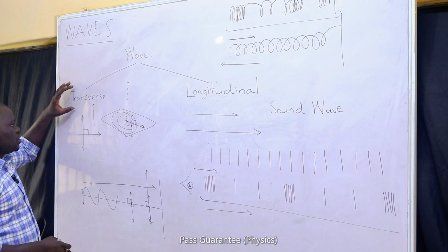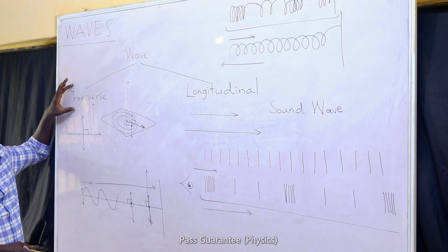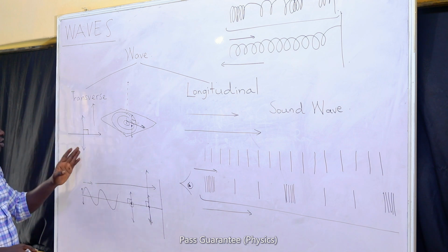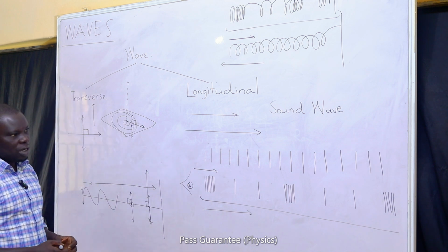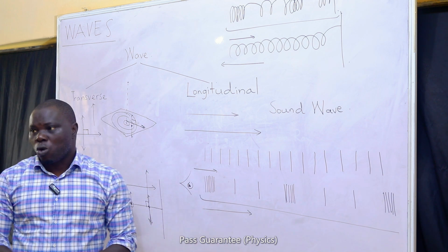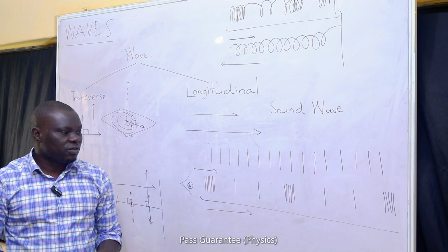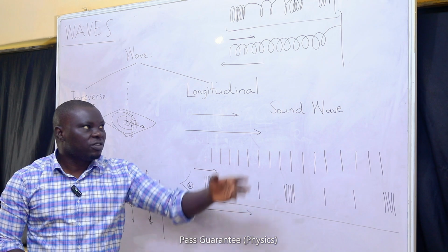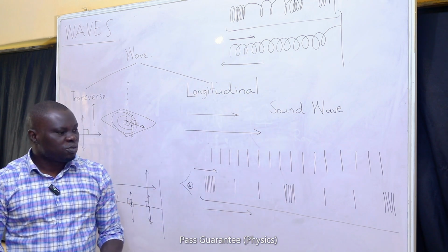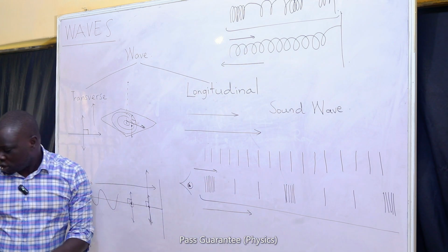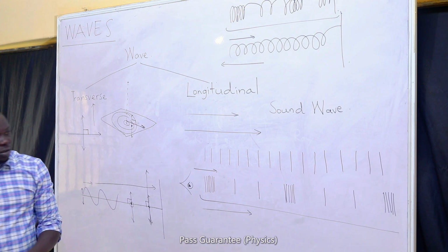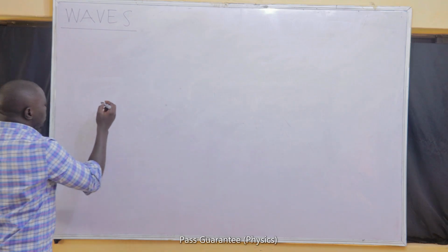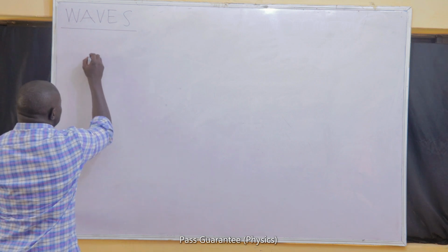So transverse waves are waves that are perpendicular to the direction of vibration of the medium, while longitudinal waves are waves that are parallel to the vibration of the medium. A very good example of a longitudinal wave, I said it earlier, is sound wave and a wave on a spring. Now, there are things we should study also under this type of waves. Anytime we have a transverse wave, let me take that of a rope.